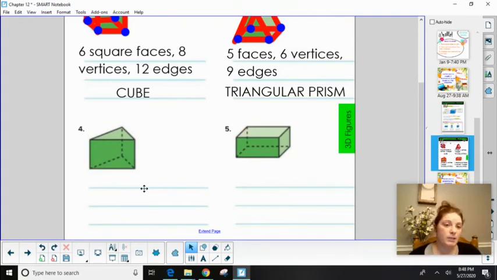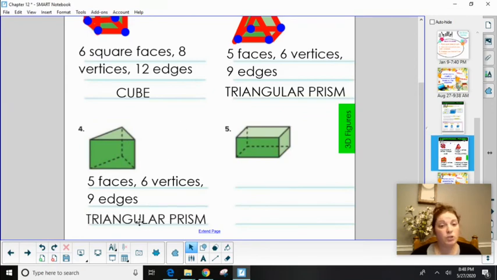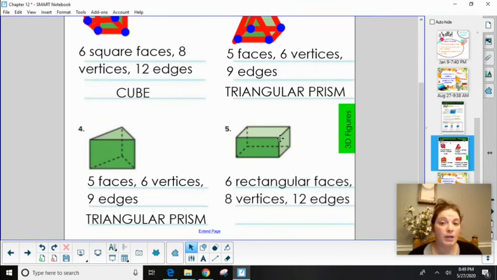All right, let's take a look. So for number 4, I have 5 faces, 6 vertices, and 9 edges. So that is just like number 3. It's a triangular prism. It's just set up differently. And for number 5, I have 6 rectangular faces, 8 vertices, and 12 edges. That is a rectangular prism.